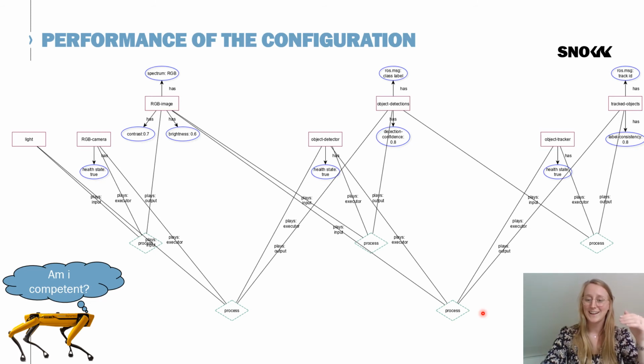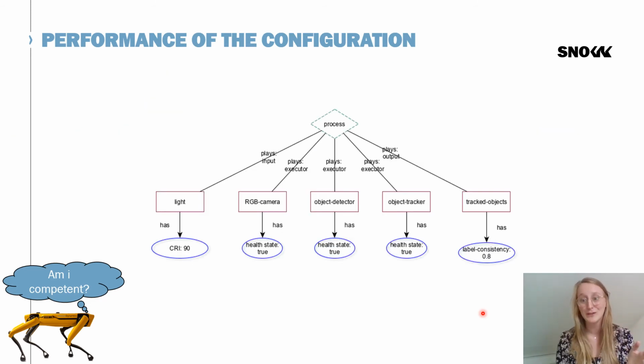And actually at the highest level, we can even say, okay, but the real process happening here is from the light that Spot gets as an input with a certain quality. It uses three processes, namely the camera, the object detector, and the object tracker, to actually get the tracked object with a certain consistency. So using this, we can reason about these high-level processes while all these underlying elements and processes are validated by the underlying process model.